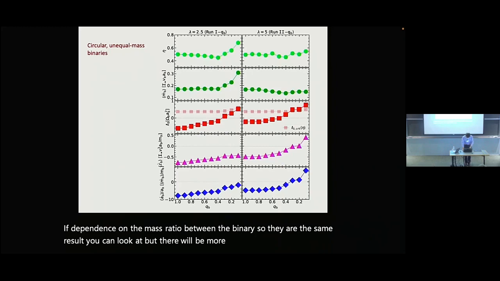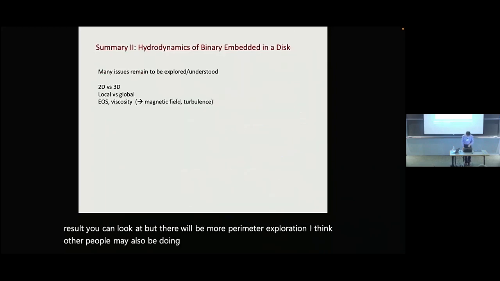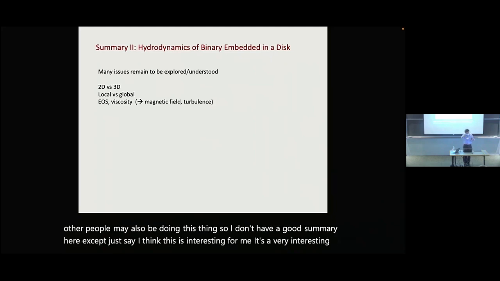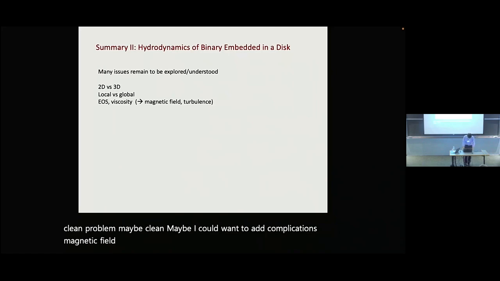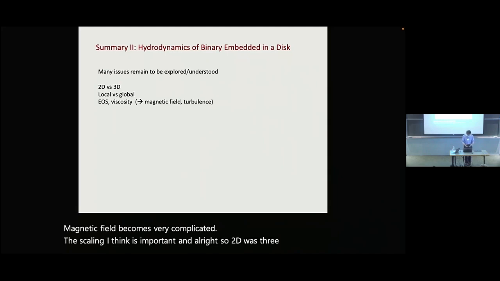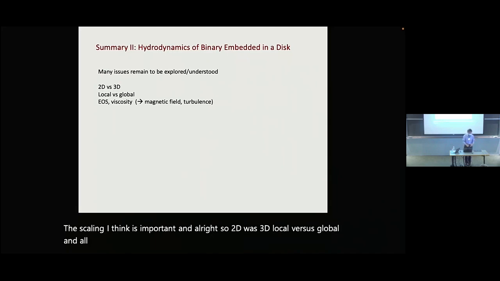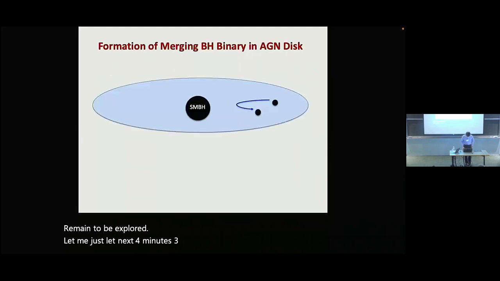I think other people may also be doing this. I don't have a good summary here, except to say I think this is interesting. For me, it's a very interesting, clean problem. Maybe clean, though of course once you add complications, like magnetic fields, it becomes very complicated. The scaling, I think, is important. And all right, 2D versus 3D, local versus global, and viscosity, all these things remain to be explored.